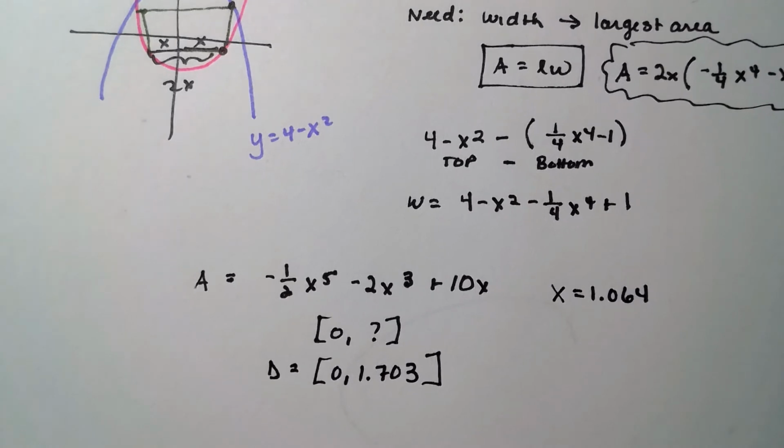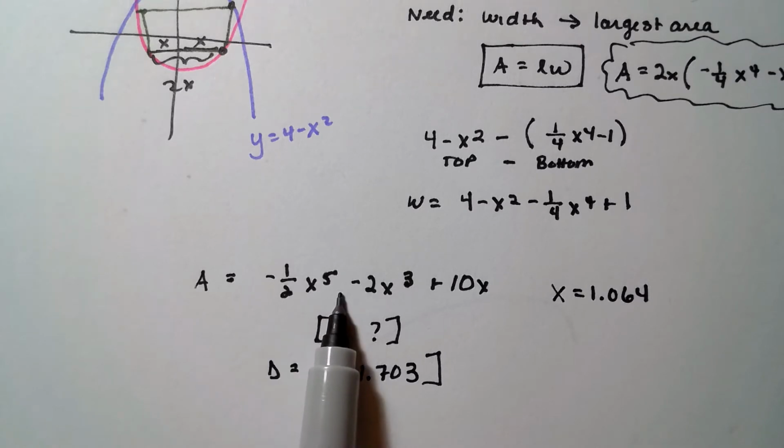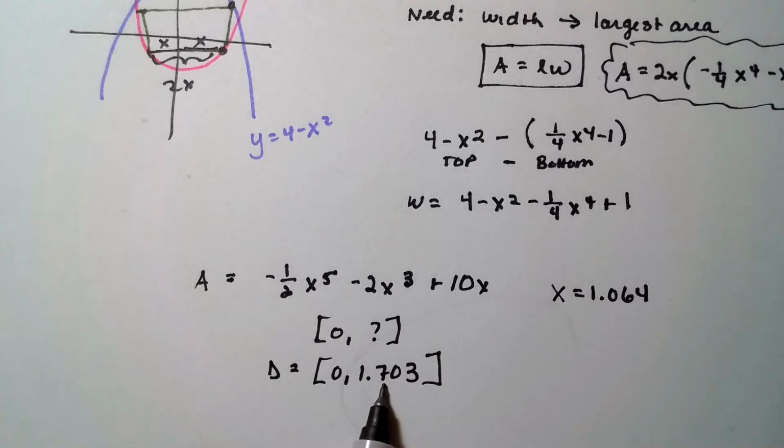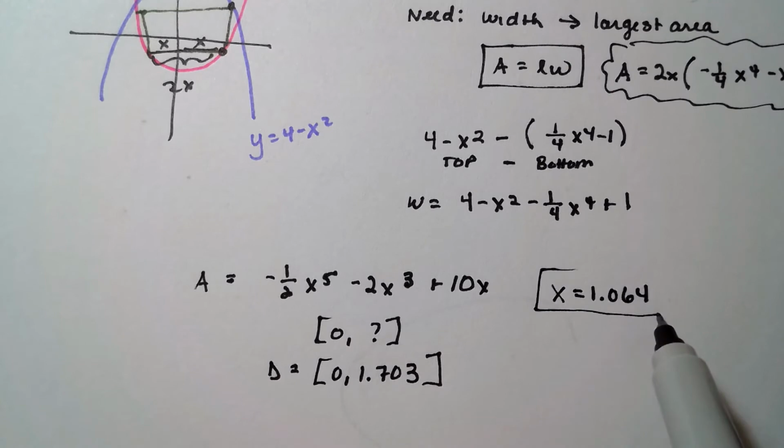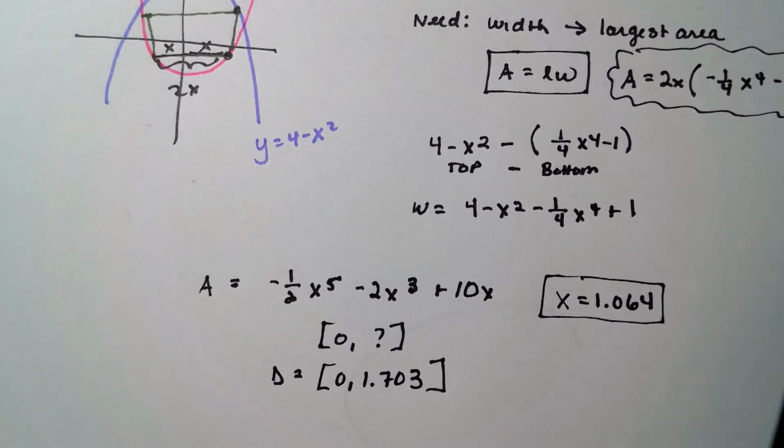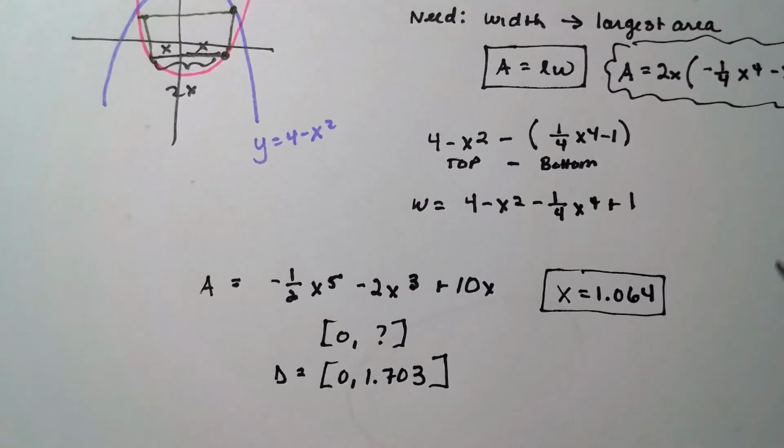Okay, that's our domain. Now we've got to test the endpoints and the critical number in the area function. Well, if I plug 0 into this function, I'm going to get a 0 area. And if I plug in 1.703, I'm going to get really close to 0. It might as well be 0. So it's generally always going to be the number in between. So okay, that's the value that I need right here.